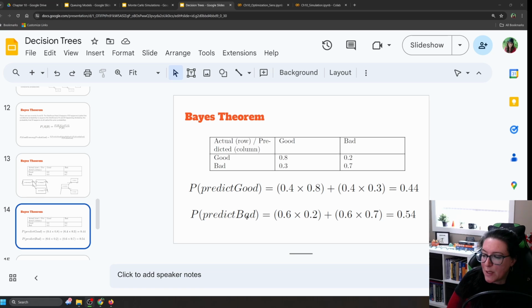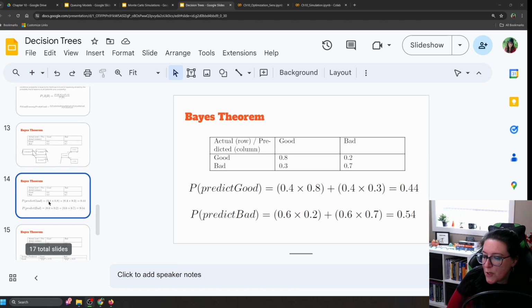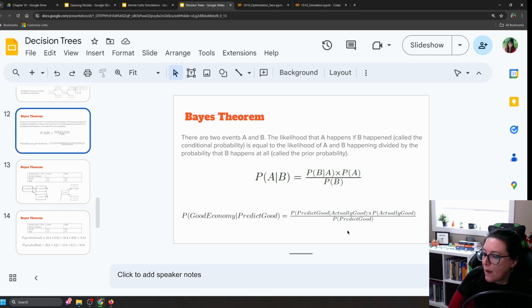For the probability they predict bad, we look at the probabilities that they are accurate when they do that. So they're predicting bad when it's bad versus bad when it's good. We take the uninformed information of a bad economy happening 60% of the time and multiply it by 70%, plus the 40% good economy times the 20% when they say bad even though it really is good. So the probability that they predict good is going to be 44%, and the probability they predict bad is going to be 54%.